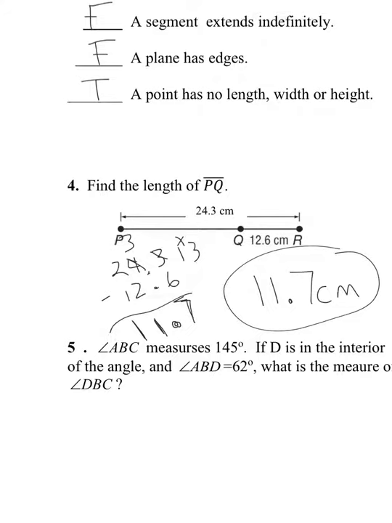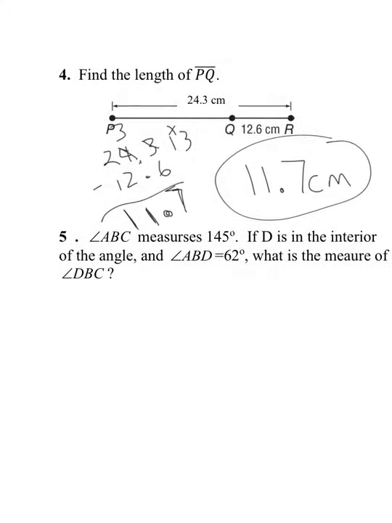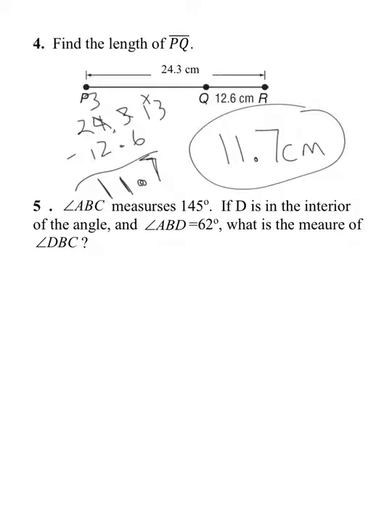All right. 5. Angle ABC measures 145 degrees. If D is in the interior of the angle and ABD is 62, what is the measure? So, a little bit to draw here, but once you kind of get it all on here, very simple to solve. All right, so there's a big angle. It doesn't have to be accurate. It doesn't have to be drawn to scale, but it helps.